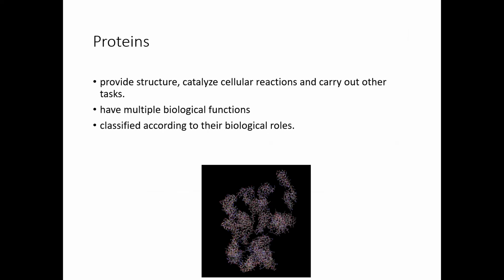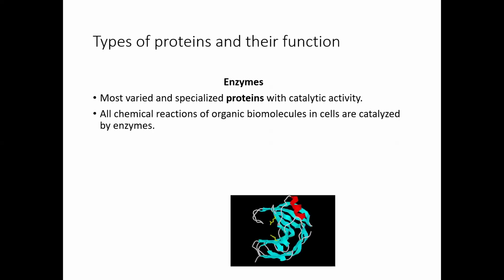Now let's quickly look at proteins. Proteins provide structure and are also part of what we call the cellular catalytic machinery. They catalyze cellular reactions, and they carry out other important tasks in the body. They have many biological functions, and they can be classified according to their biological functions. So based on that, we can look at types of proteins and their functions.